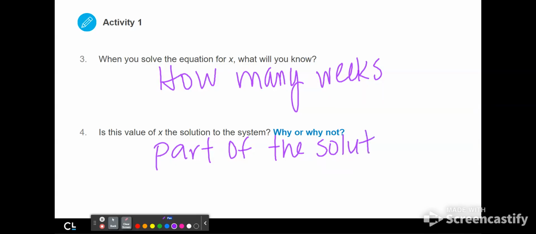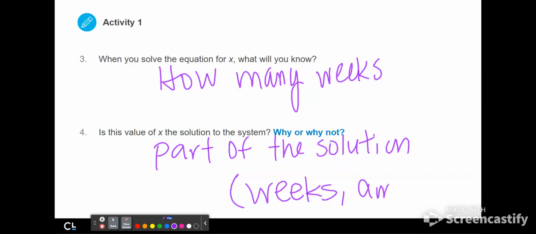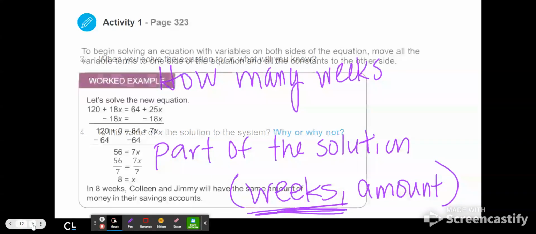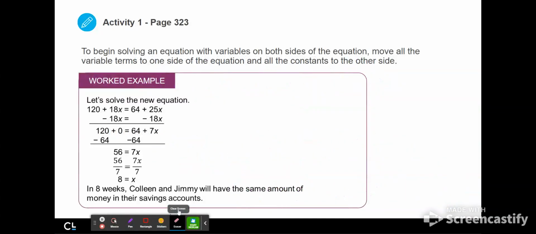The reason why it's only part of the solution is because you need to know weeks and amount. What we will find is just the weeks. And then I'll show you how we can plug it back in to figure out the amount also. Okay, so what they did is they went ahead and they worked everything out here.